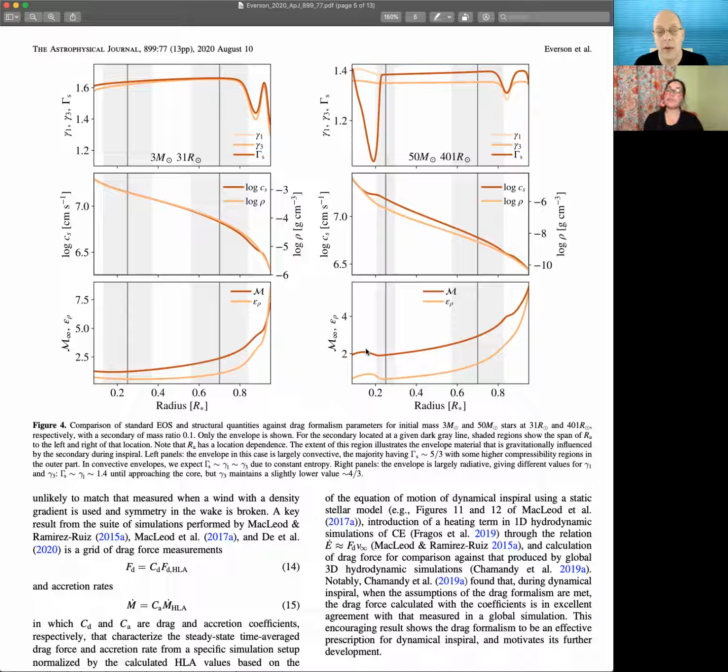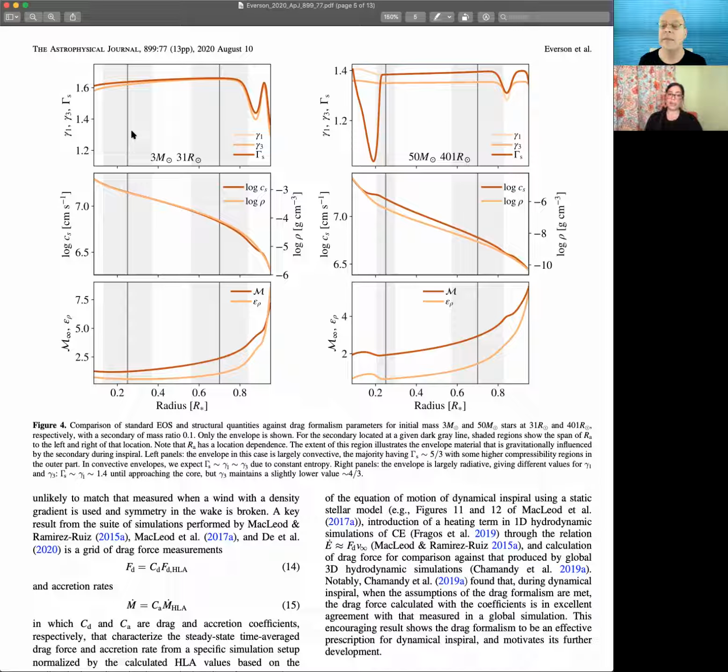What are the gray bands? Oh, yes. Okay. So what the gray bands show is the span of an accretion radius if your secondary is at the location of a dark gray line. So these are just 2 examples per panel. So for example, if our secondary is at the dark gray line on the left side in the left-hand panels, then the stretch of its accretion radius is to the left and to the right in the dark gray regions, and so on and so forth. What this was meant to give you a sense of is how much these quantities change inside of an accretion radius. Good, thanks.